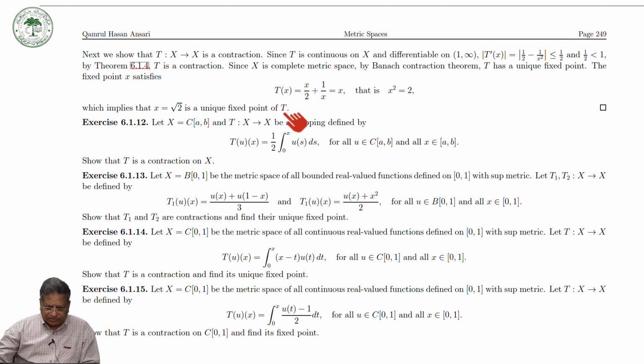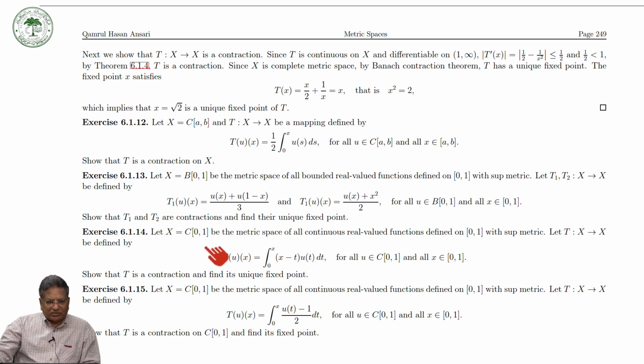Now there are 3 exercises. Almost all the exercises, 1, 2, 3, are similar, where we consider X is equal to B[a,b], the space of all bounded real valued functions defined on [a,b] with the sup metric. Okay, and T1, T2 are defined in this way. T1 is defined this way, T2 is defined this way. Then show that T1 and T2 are contractions and find their unique fixed point.